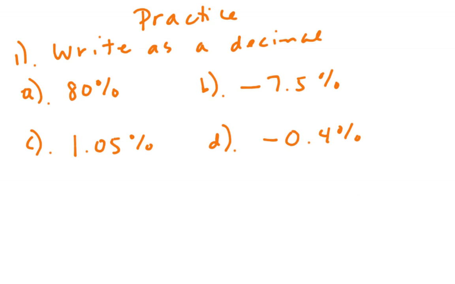Okay, so practice. 4 practice problems. Please write these as decimals. 80%, negative 7.5%, 1.05%, and negative 0.4%. That's it. And then you want to do your wrap-up summary.